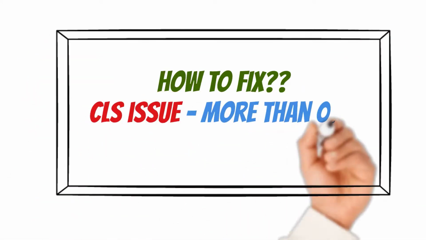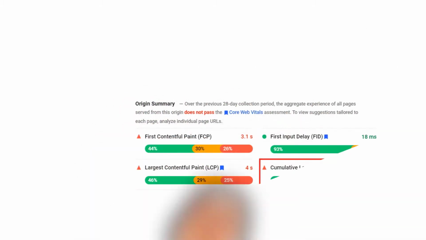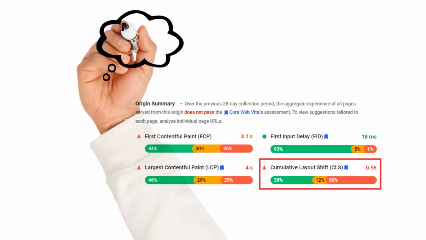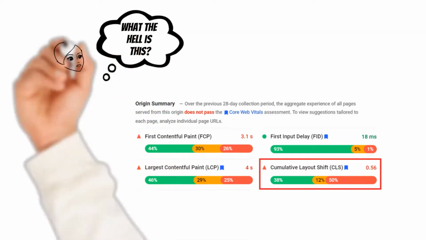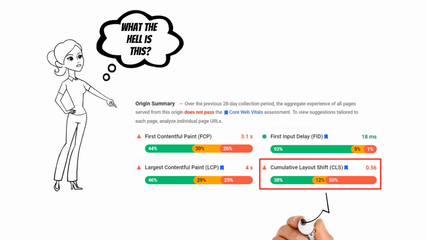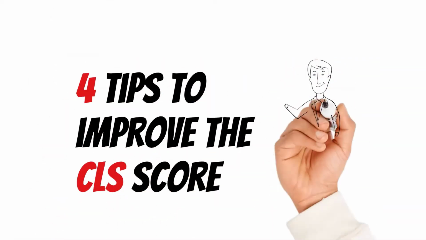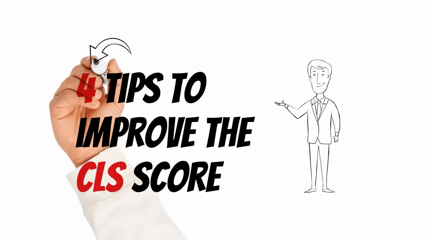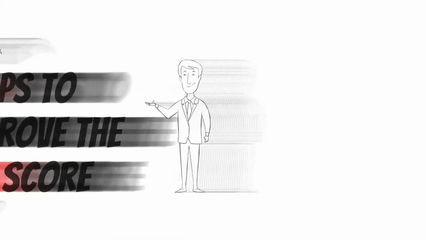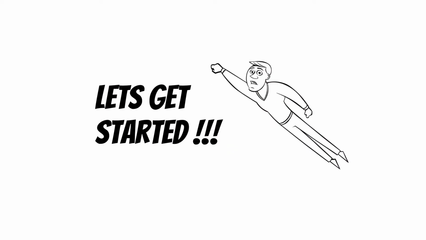Today's topic is to fix CLS issues, part of the 3 core web vitals. If I ask you a question, have you ever got a query from an angry customer regarding a CLS score over 0.10? If yes, then it's time to learn how to optimize the CLS score of the site. In this tutorial, we are going to introduce the top 4 tips which help in improving the CLS score of a web page. So without any delay, let's get started.